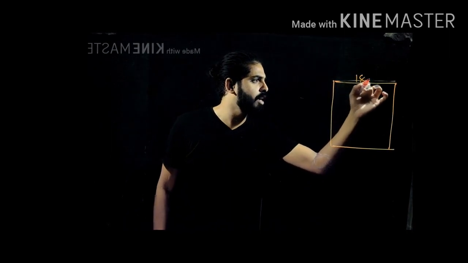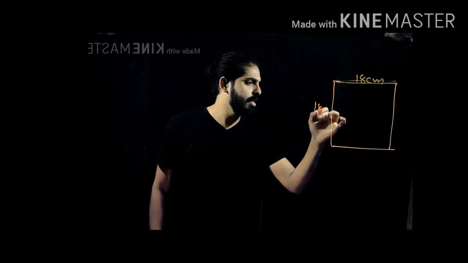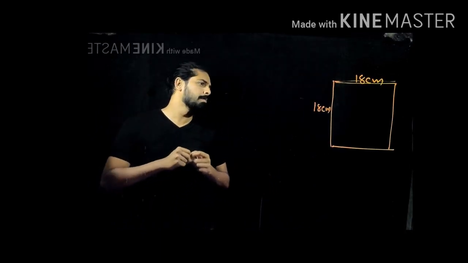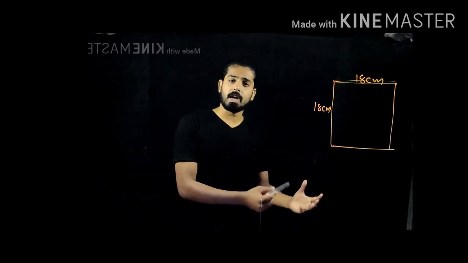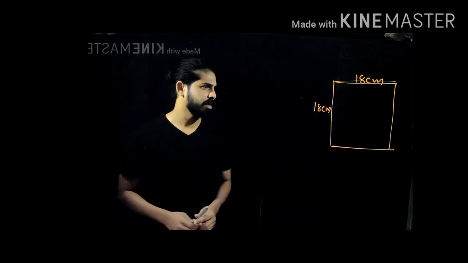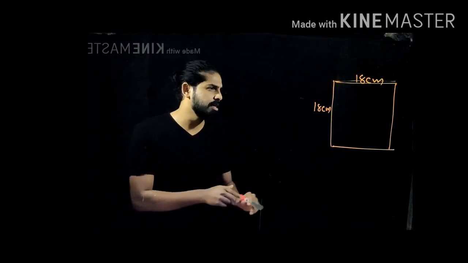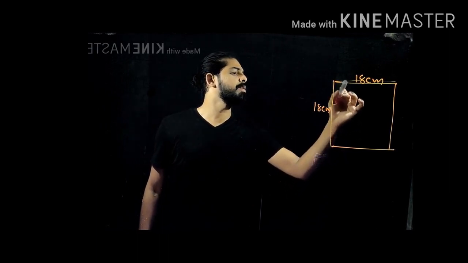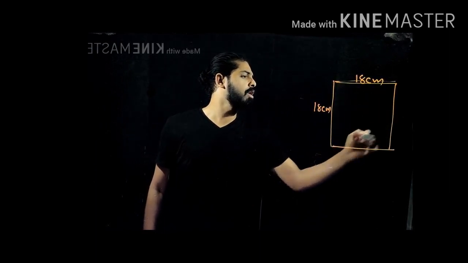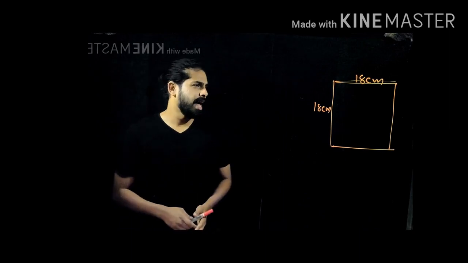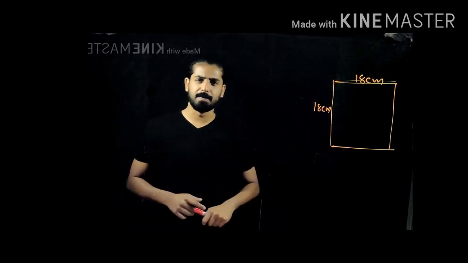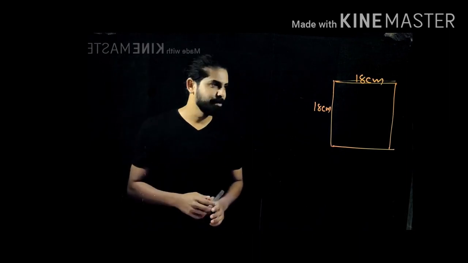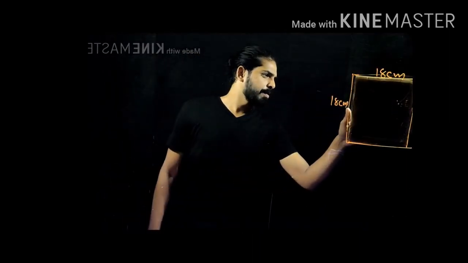Suppose this is a cardboard sheet of side 18 cm, and I have to make a cardboard box out of this cardboard sheet. So how I'm going to do this is I'll cut off squares from each corner. I'll cut a square from here, and from 4 corners I'll cut squares, and I will fold up the flaps. Maybe you don't understand. Just 1 minute.